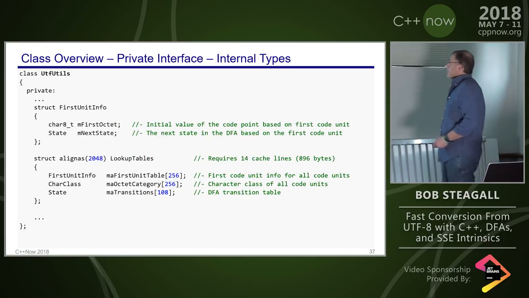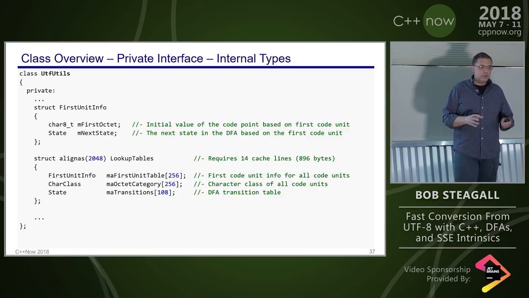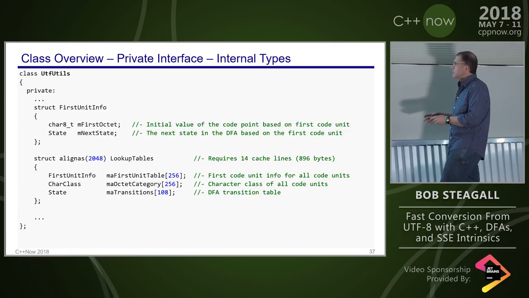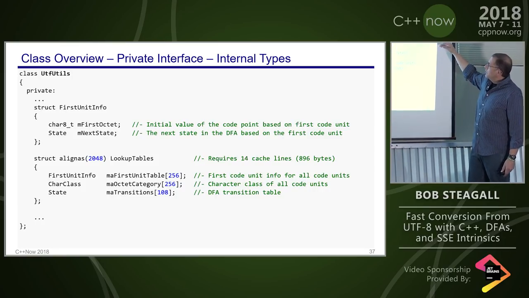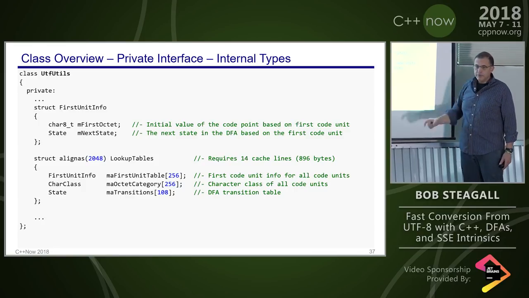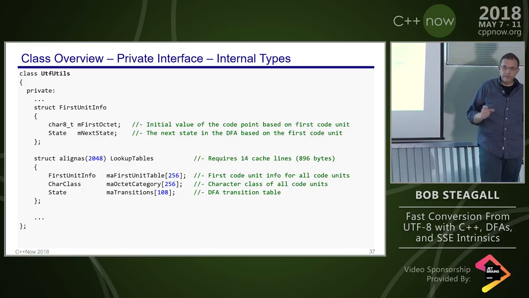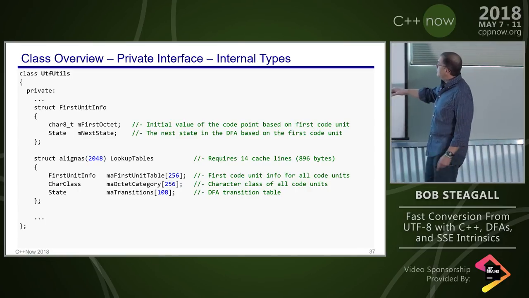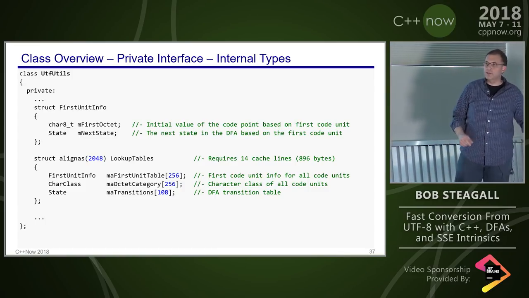So, data structures. When we're decoding a sequence of UTF-8 characters, the first byte in that sequence needs some special things done to it. It's treated differently than the continuation bytes. So there's a very tiny data structure, first unit info, which contains 2 pieces of information. The first is, given this leading byte, what is the initial value of the code point? What value based on this byte am I going to assign to the code point? Secondly, what's the next state? If I get this input byte and it's the first byte in the sequence, what's the next state?